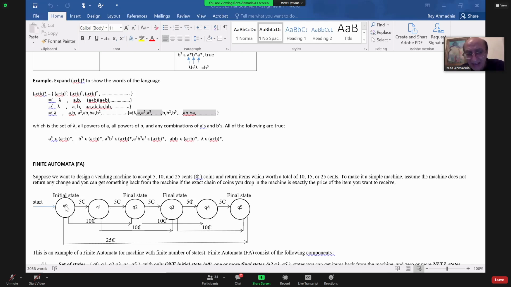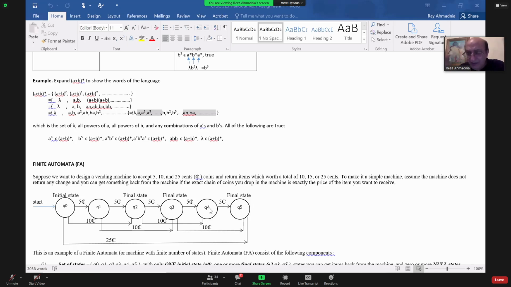Now, what happens at state Q0 if I drop 10 cents? If I drop 10 cents, I go from Q0 to Q2. What happens at state Q1? I drop 10 cents here. From Q1, I go to Q3. At the state Q2, if I drop 10 cents, I go to here. At the state Q3, if I drop 10 cents, I go to this state. What happens at the state Q4? If I drop 10 cents here, I pass the limit. I don't get anything from the machine, and I drop more than enough in the machine here. Okay, so we took care of all 5 cents.